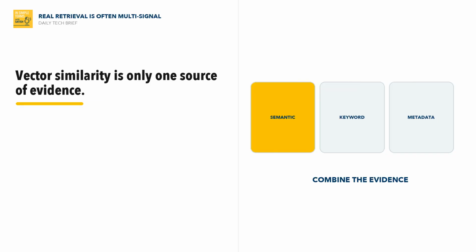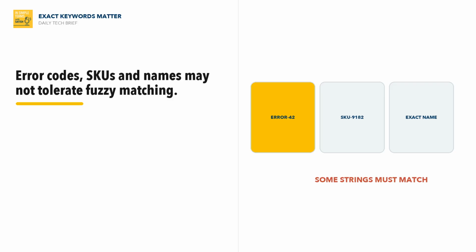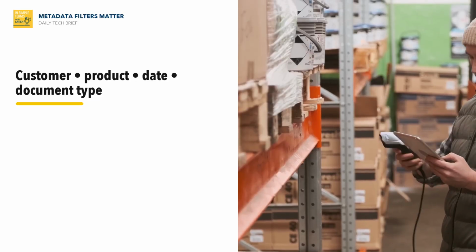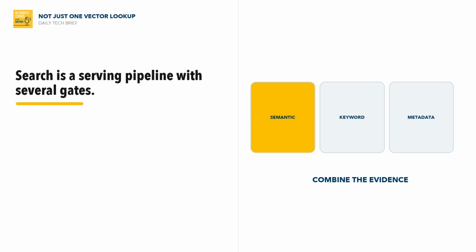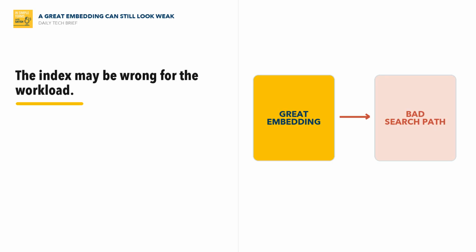There is another important layer here. Real retrieval is often not only vector similarity. Sometimes the exact keyword matters. Sometimes metadata matters. Sometimes the system needs semantic similarity, keyword evidence, and filtering together. So modern retrieval is often a multi-signal search problem, not just one vector lookup. That is why index design matters so much.